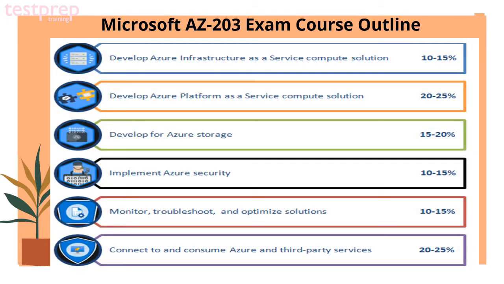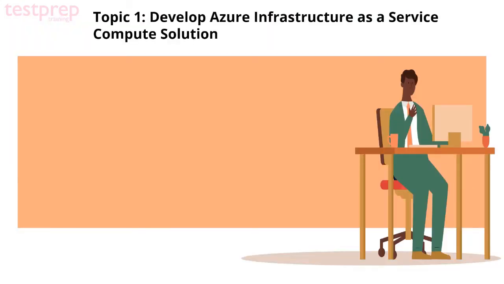First, develop Azure infrastructure as a service compute solution, which comprises 10 to 15% weightage in the exam. Second, develop Azure platform as a service compute solution, which comprises 20 to 25% weightage. Third, develop for Azure storage, which comprises 15 to 20% weightage. Fourth, implement Azure security, which comprises 10 to 15% weightage. Fifth, monitor, troubleshoot, and optimize solutions, which comprises 10 to 15% weightage. Sixth, connect to and consume Azure and third-party services, which comprises 20 to 25% weightage. Now, we will discuss each topic in detail.